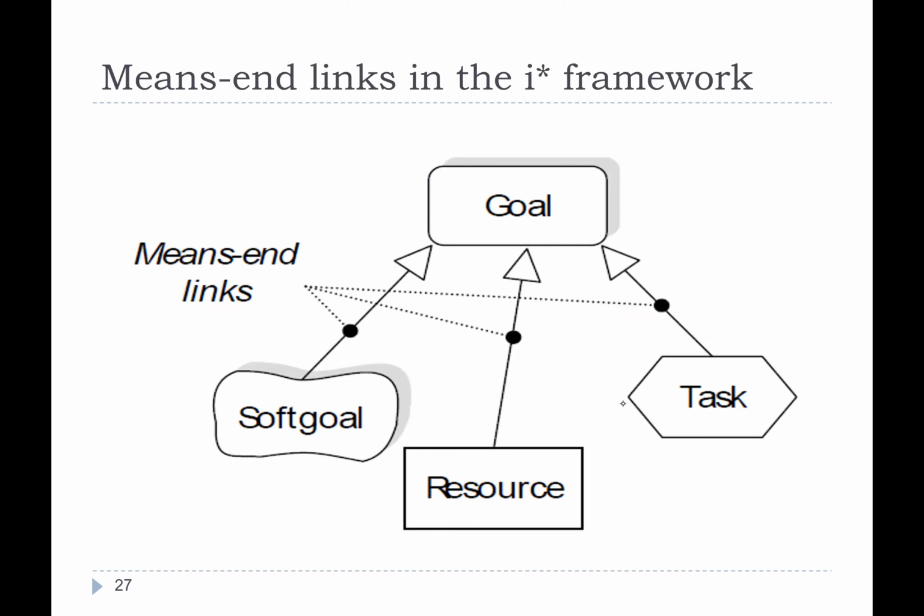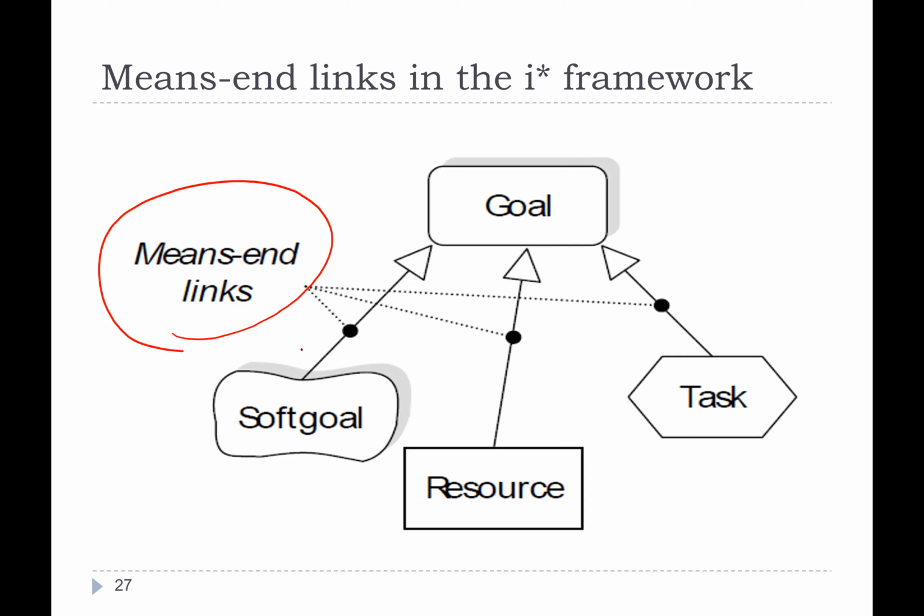Now, the first relationship that I'm going to look at is the means to an end. The word means to an end means, in Arabic, الوسيلة إلى الغاية. Means: goal one, in order to achieve it, I have to achieve the soft goal that you see at the bottom, I have to perform task one, and I have to have available a resource. Those are my means.